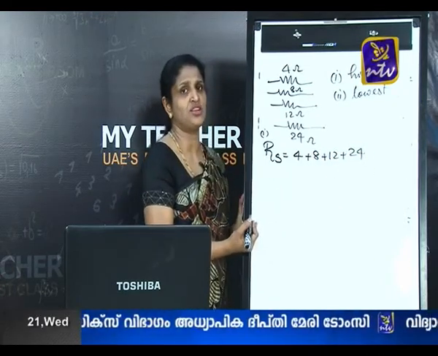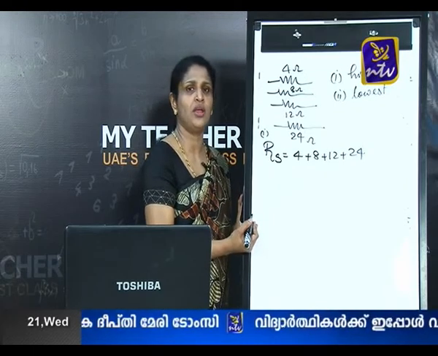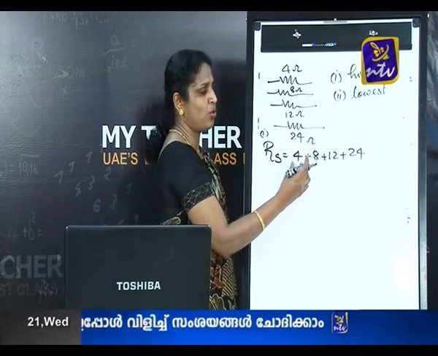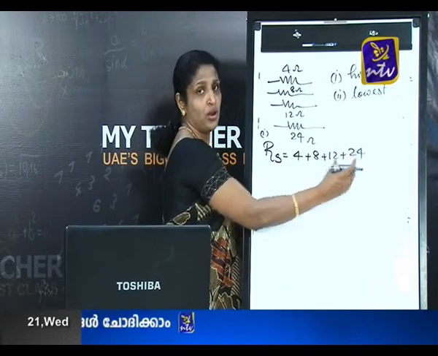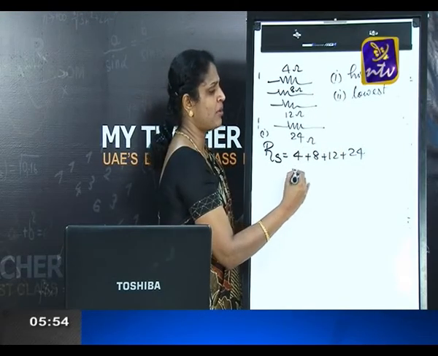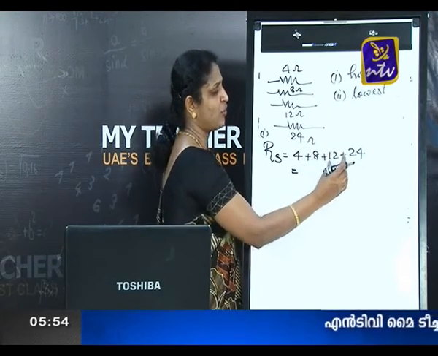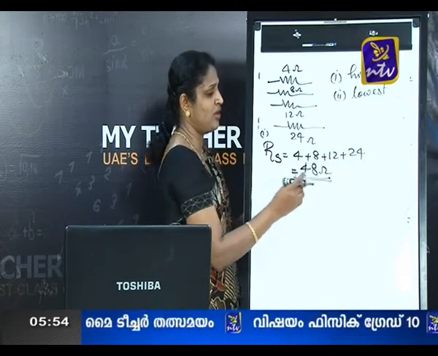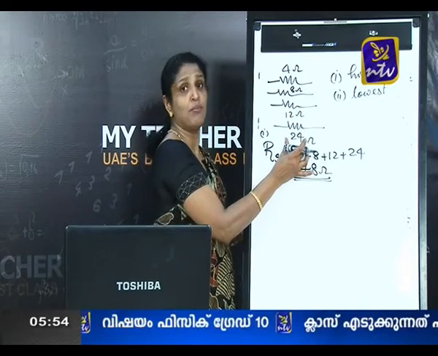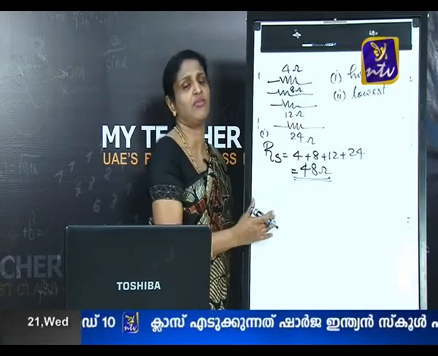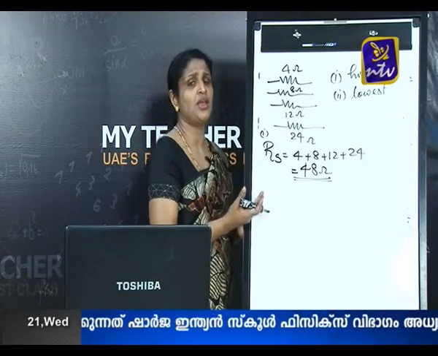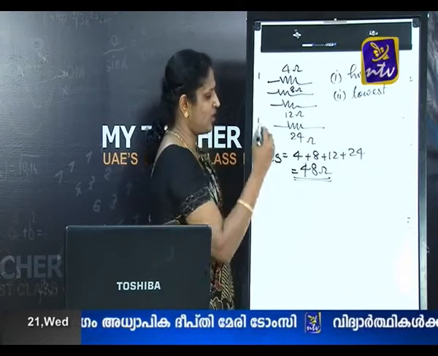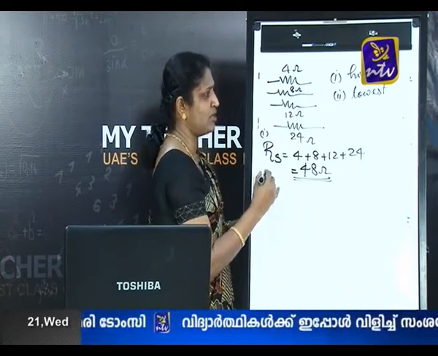That means the total resistance is the sum of the individual resistances. Each has a value 4, 8, 12 and 24. You add all of them, they will sum up to 12 plus 12, 24 plus 24, 48 ohm. You can see clearly the answer is bigger than the biggest of all the resistors given. So, when you put in series, the total resistance will become the maximum. Now, let us see when you can get the value minimum.